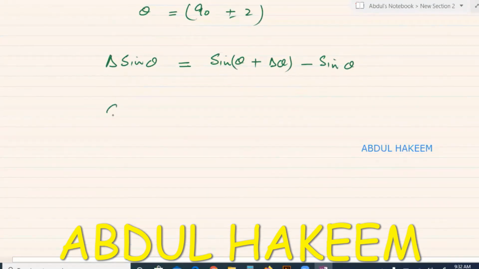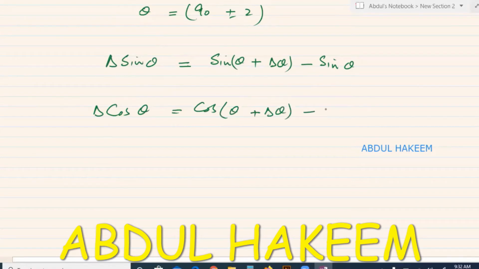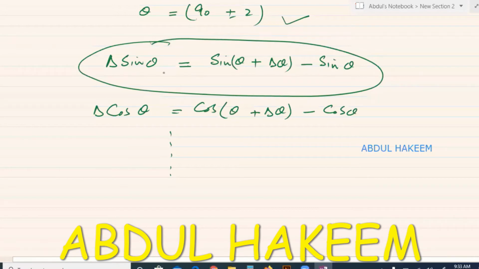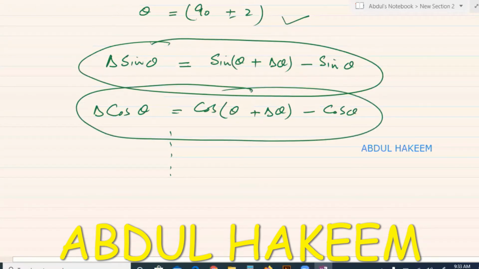And similarly for cos theta, its error will be cos of theta plus delta theta minus cos of theta, and similarly for tan theta. So if theta is given, we have to calculate sine theta and delta sine theta, cos theta or delta cos theta. Sine theta and cos theta are very simple from the calculator. But the problem is what will be the error in sine theta, what will be the error in cos theta. So this is the formula to calculate the error in sine theta, and this is the formula to calculate the error in cos theta.